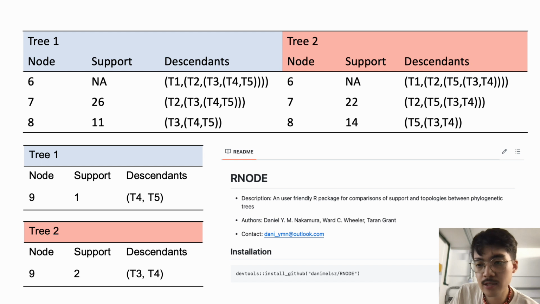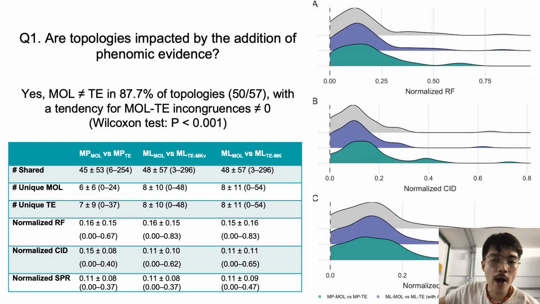To help the task of comparing support of corresponding nodes between 2 trees, we wrote an R package called RNode, which enables us to identify shared and unique nodes and create data frames of support values of corresponding nodes, which is useful to facilitate statistical analysis, regression, and logistic regressions. So the first question is, are topologies impacted by the addition of phenomic evidence?